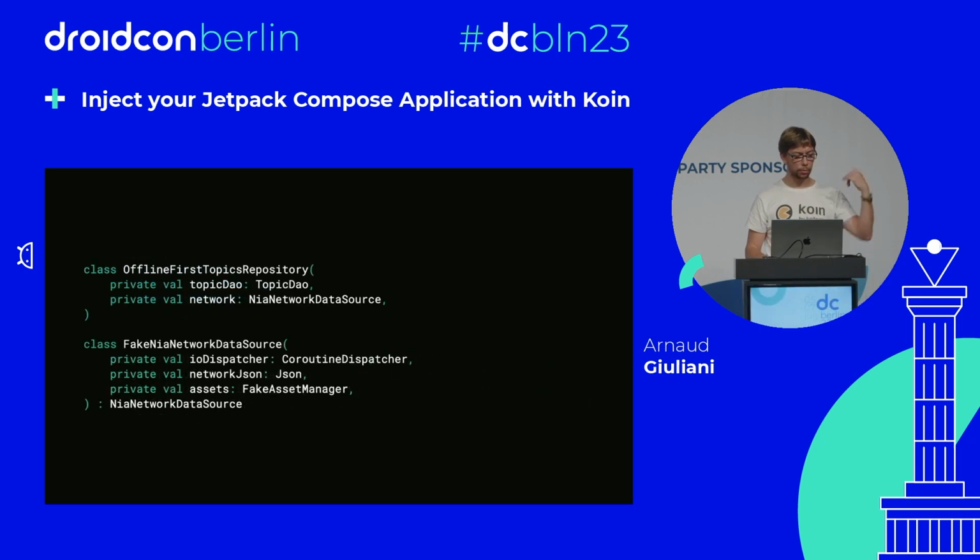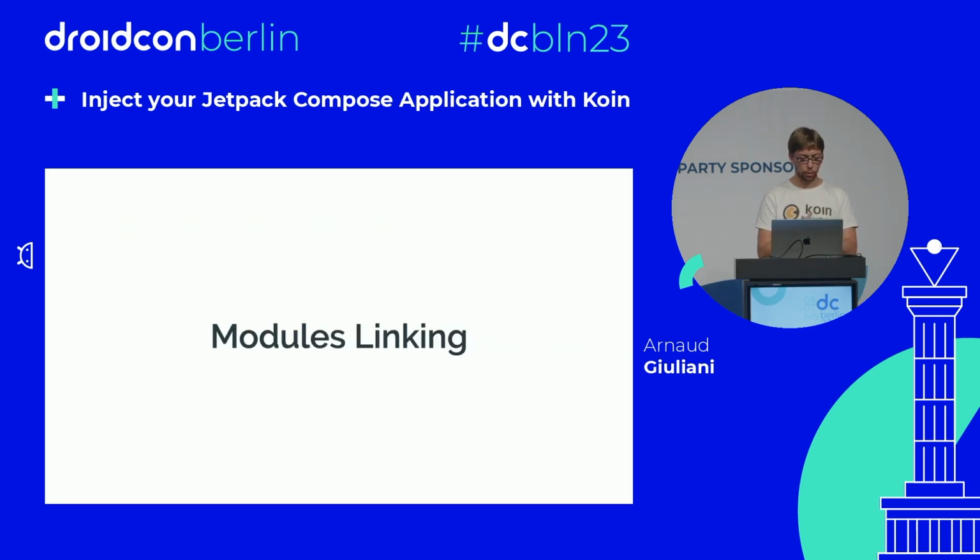Then, for example, for the offline first topic repository, the repository that is dealing with all the topics, we have the DAO, we have the NIA network data sources, and then for the fake NIA network data source, we have all the elements. I went super fast. If you want to go into more details and take time to deal with that, I advise to read the white paper.